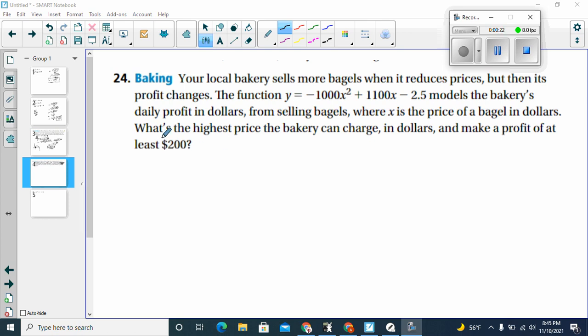Now it wants to know what the highest price that the bakery can charge to make a profit of at least $200. So let's make profit 200 by plugging 200 in for Y. And that should give us the price, or prices, that would give you a profit of exactly $200. Getting our equation equal to 0. Let's move everything over to the left side.